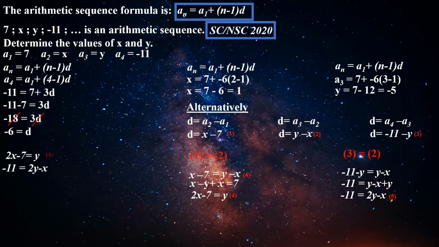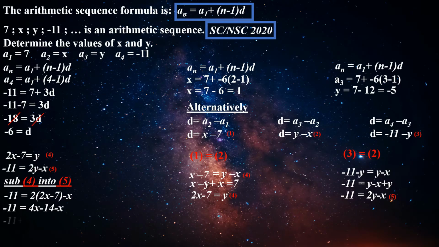So now we're going to substitute equation number 4 into equation number 5, but we already have y as the subject of the formula there. So we're going to have negative 11 equals 2, and instead of writing y, we're going to put 2x minus 7, and we're going to have minus x. So now it's a matter of simplifying. 2 times 2x is going to give us 4x. 2 times negative 7 is negative 14, minus x.